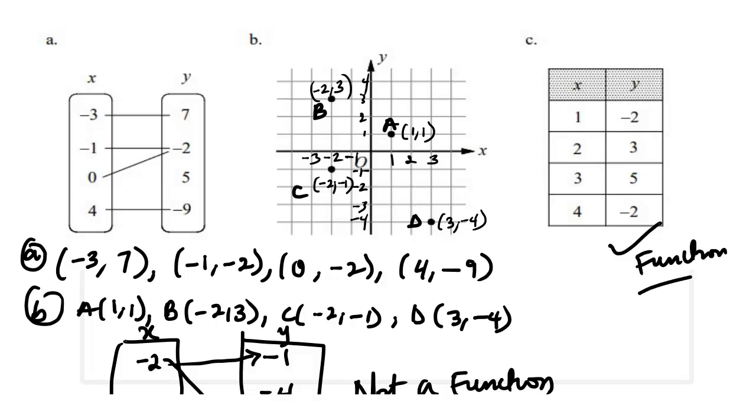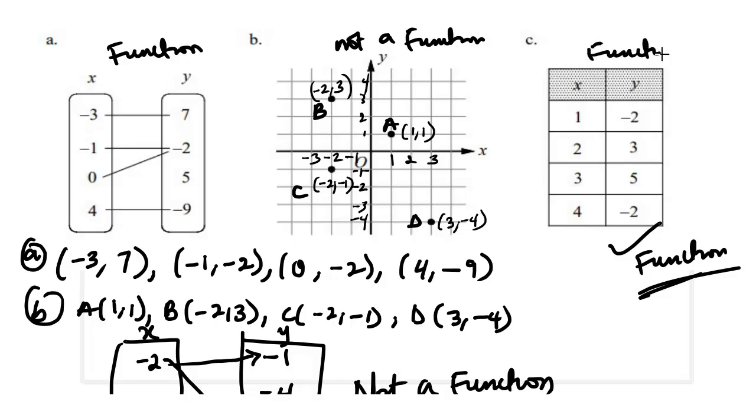So from the 3 different patterns given, this mapping is a function, this is a function, the graph here is not a function, not a function, and this one is a function.